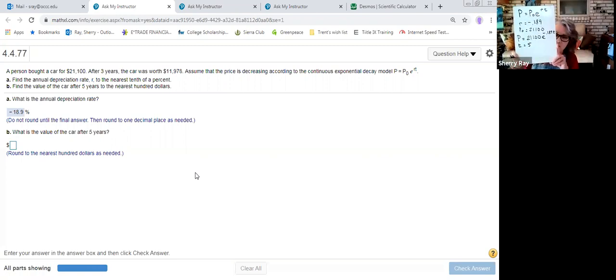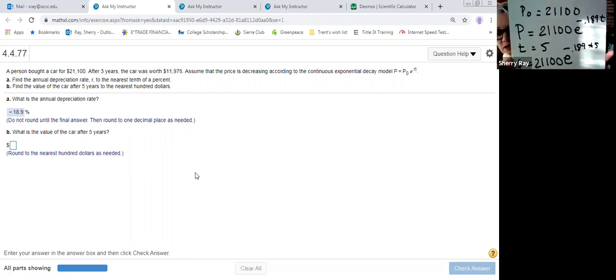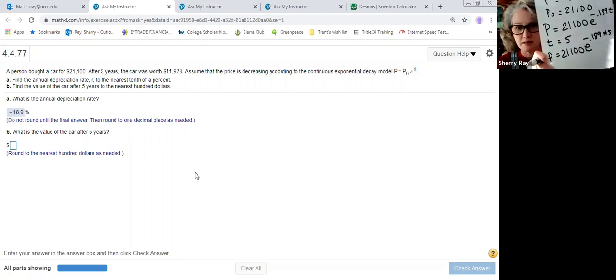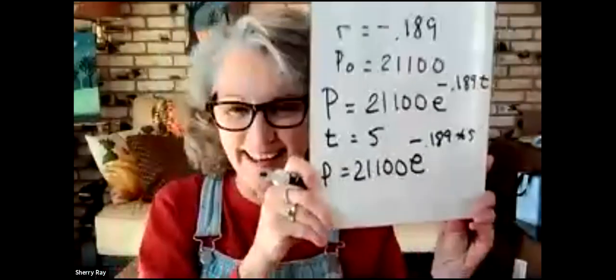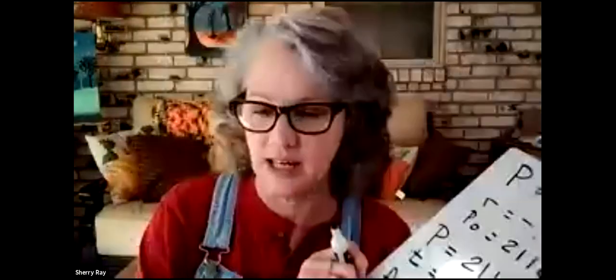So I'm just going to go to my Desmos calculator, and I'll pop this up here in a minute. I have 21,100 e to the power negative 0.189 times 5. This is what I will plug into my calculator. And let me stop this. So I want to make sure you can see this, okay? All right. And so I'm going to go to my calculator, and I'm going to plug that in, and we'll go back to this problem here.